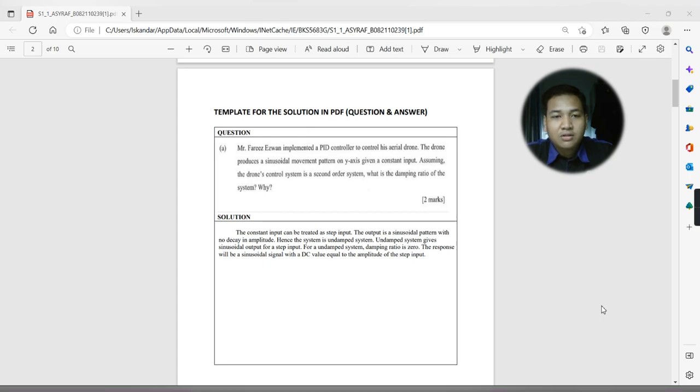Why? The answer for this question is that the constant input can be treated as the input. As we know, the output is a sinusoidal pattern with no decay in amplitude. Hence, the system is an undamped system. An undamped system gives a sinusoidal output for a step input. For an undamped system, the damping ratio is 0. So the response will be a sinusoidal signal with a DC value equal to the amplitude of the step input.